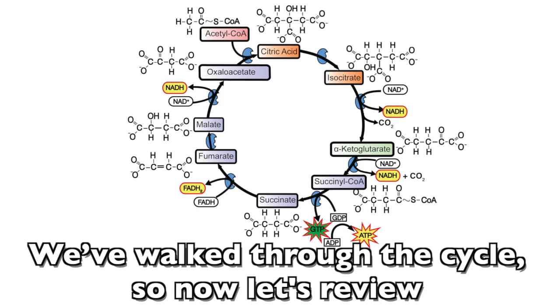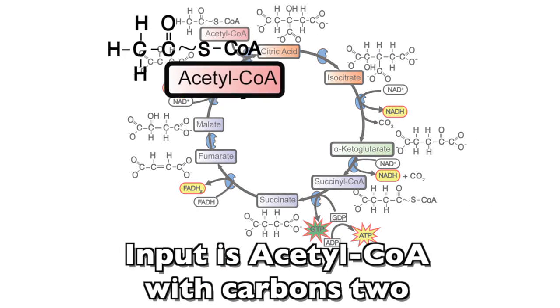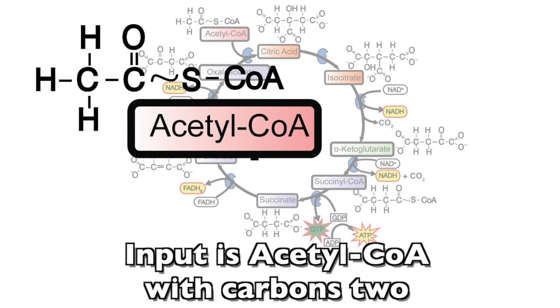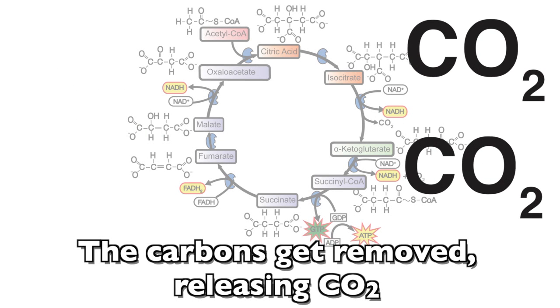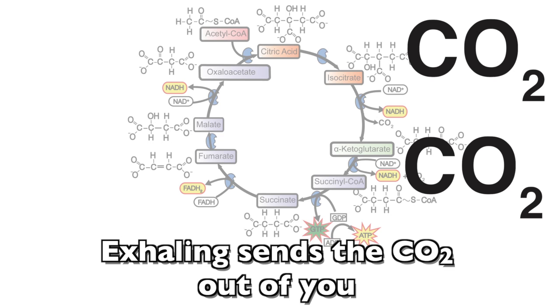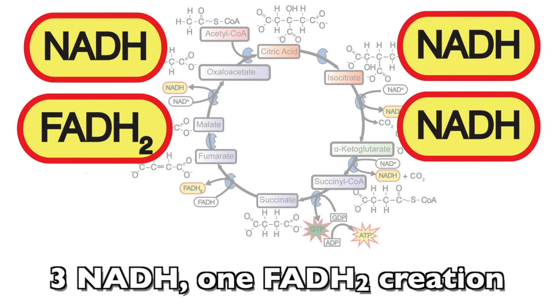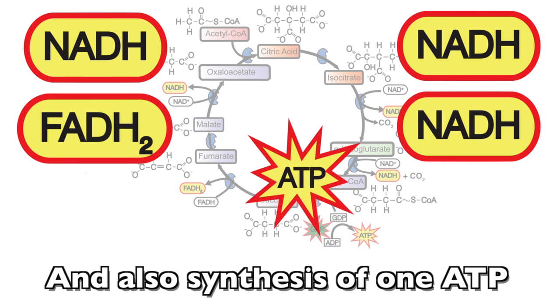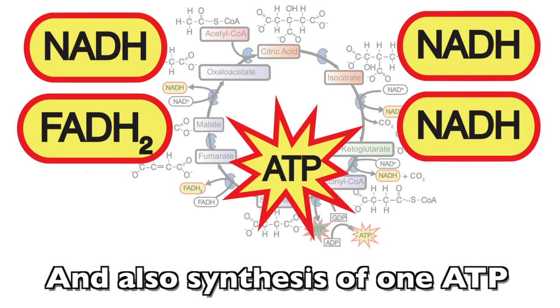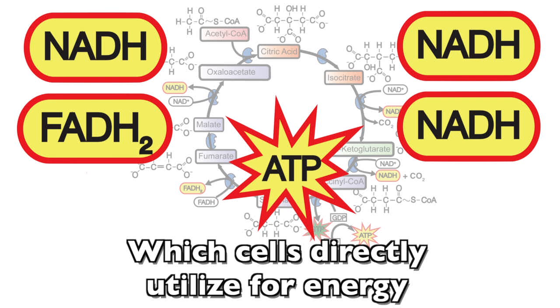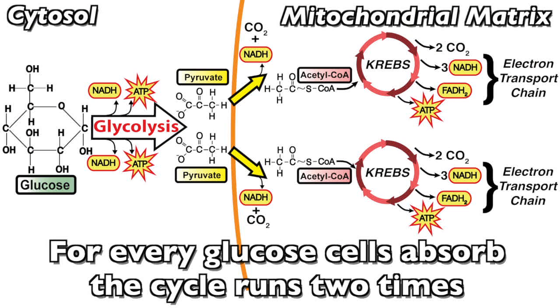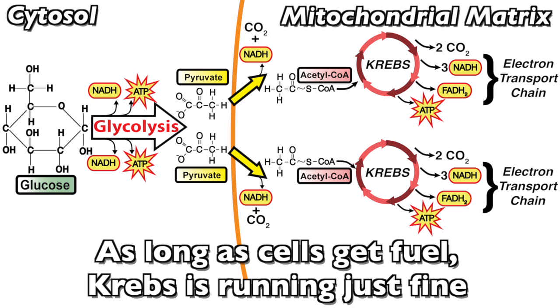We've walked through the cycle, so now let's review. Input is acetyl-CoA with 2 carbons. The carbons get removed, releasing CO2. Exhaling sends the CO2 out of you. The cycle's functions are energy transformation, 3 NADH and 1 FADH2 creation, and also synthesis of 1 ATP, which cells directly utilize for energy. For every glucose cells absorb, the cycle runs 2 times. As long as cells get fuel, Krebs is running just fine.